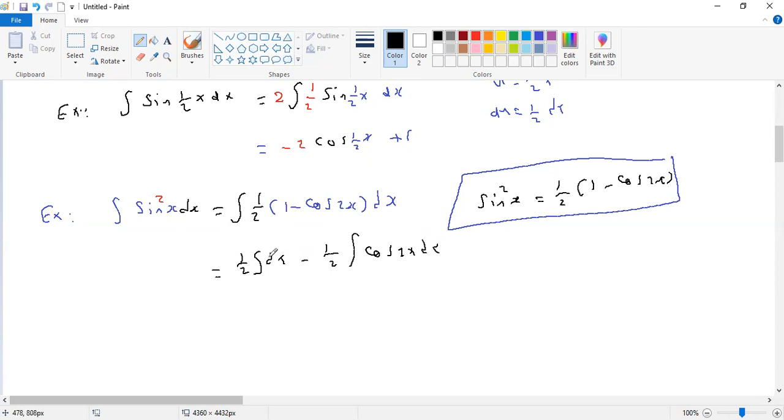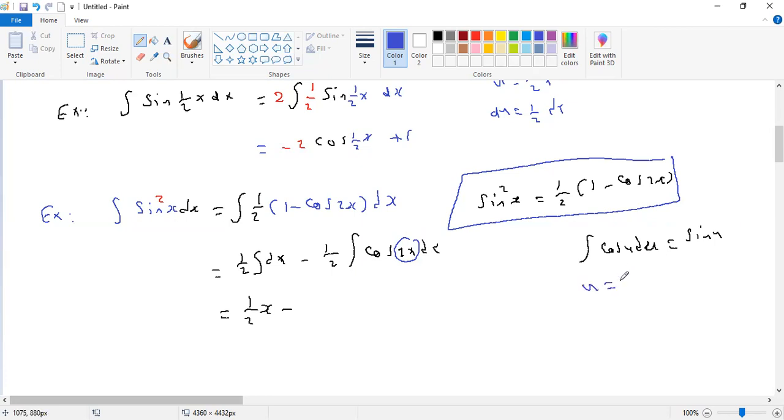The integral of the first term, half dx, is half x, minus the integral of the cosine term. The integral of cosine u du is equal to sine u, because the derivative of sine is cosine. But here, what is the u? The u is 2x. So what we need is to multiply by du.